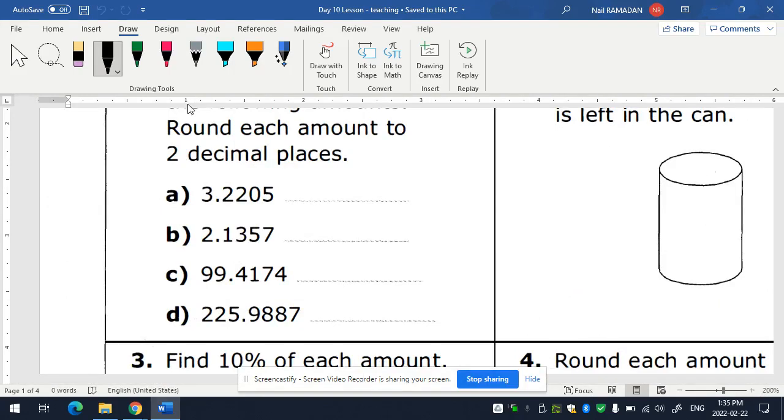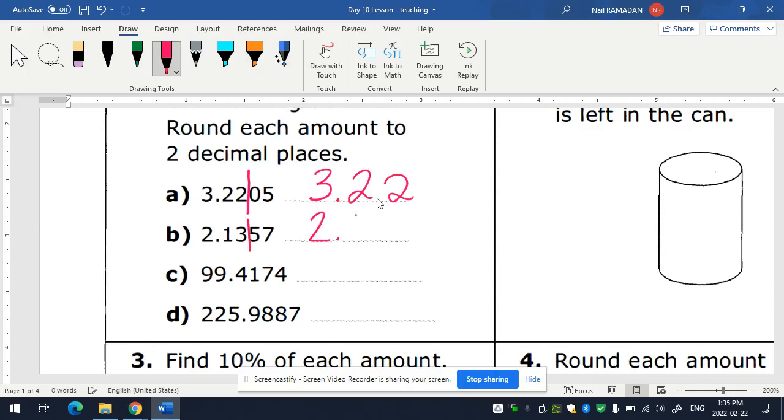So obviously you're going to make the cut right here. Let me make the cut in pink right here. So what would your number be? Is it 3.22 or 3.23? 22, because the 0 does not do anything to those numbers. So 3.22.